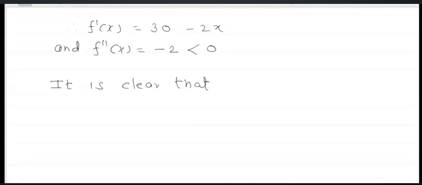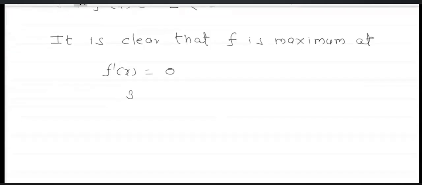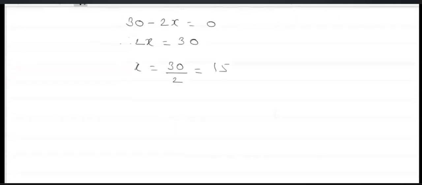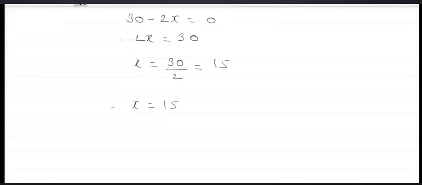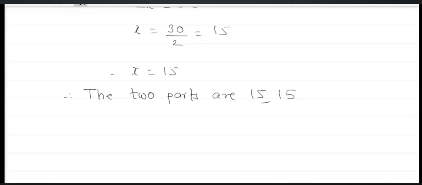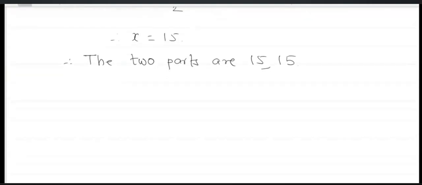It is clear that f is a maximum at f dash of x equal to 0. What's it? It's the first derivative, 30 minus 2x is equal to 0. Therefore, 2x is equal to 30. X is equal to 30 upon 2, that is equal to 15. Therefore, the first part of the number is 15 and the second part is 30 minus 15. And the two parts are 15 and 15.